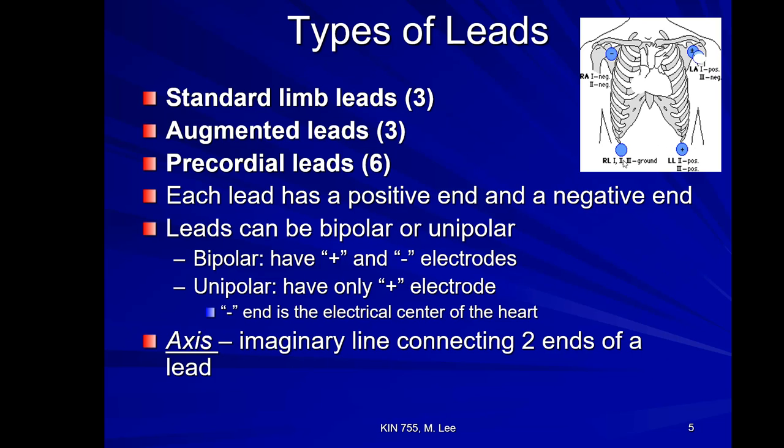So the term axis we'll use a lot when we talk about this. An axis just refers to an imaginary line between the two. So technically the electrical recording between the two is called the actual lead, whereas an imaginary line between the two we'll just call the axis. So I would say like lead 2 is looking at the heart in this axis. Lead 1 is looking at the heart along this axis.